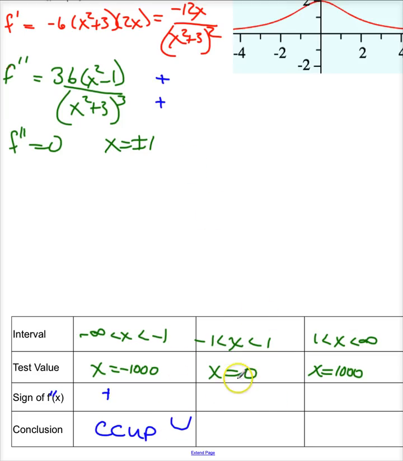At x equals 0, let me switch colors here. The numerator is negative, the denominator is positive, so the second derivative is negative, so this one is concave down. A little frowny face. Now when x is 1,000, and again you can pick anything you really want, the numerator is positive, the denominator is positive, so the sign of the second derivative is positive, so again we are concave up.